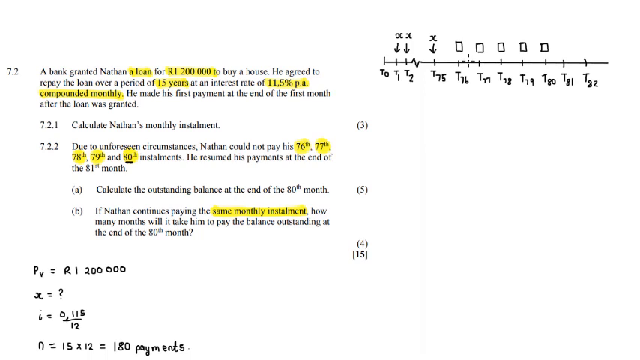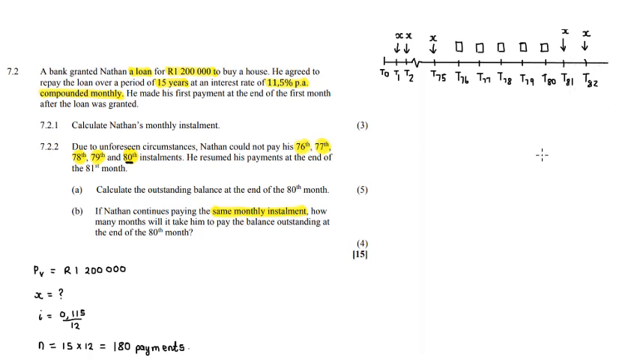Now in Nathan's case, what he wants to do is that when he starts resuming his payments, he doesn't want a different monthly installment. He still wants to carry on paying these X amounts. And for question 7.2.2b, we need to calculate how many of these X amounts he needs to make in order to cover that outstanding balance. So we'll just leave our number line incomplete because we don't know for how long he is going to have to carry on doing this in order to settle his loan.